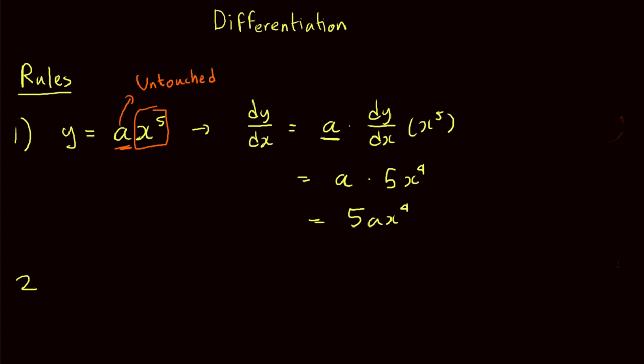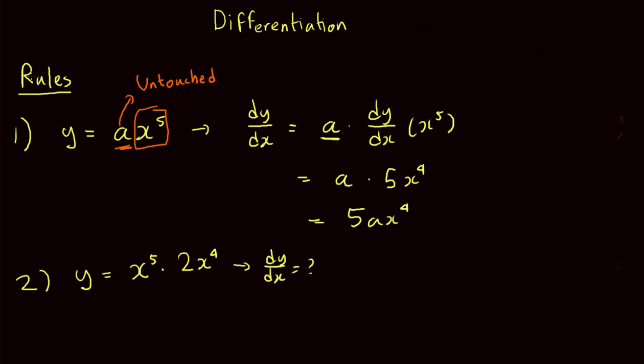Okay, the second rule is that, let's say you have a function like this. Y equals to maybe x to the power of 5 times 2x to the power of 4. For example, let's say you're given a function like this. Okay, and how do you find the derivative? How do I find the dy dx in this case, right? How do I find it?